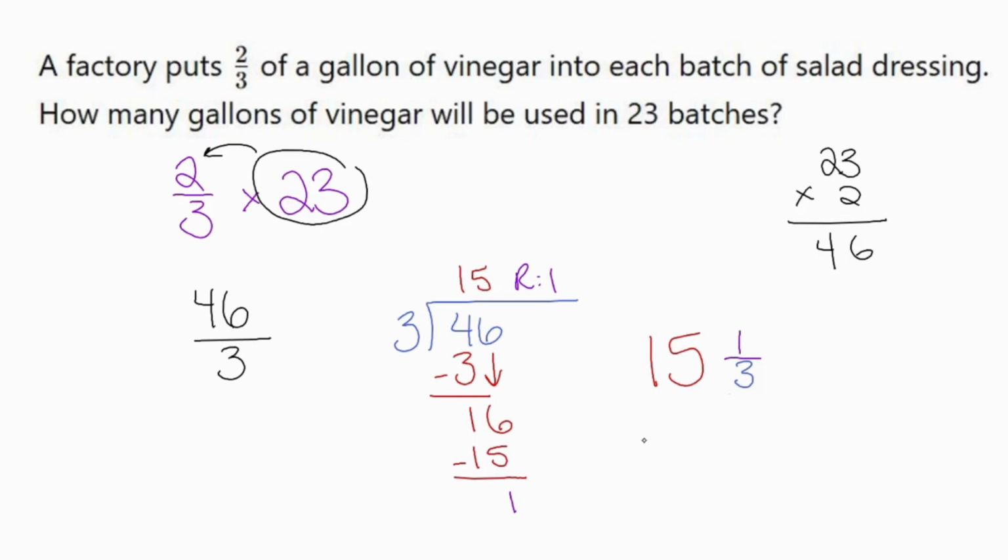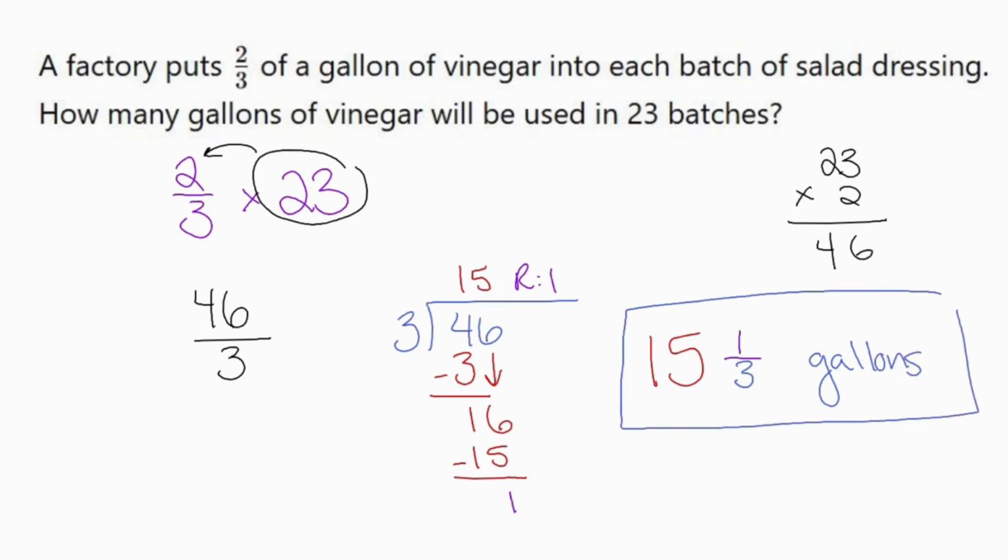Now, this is a word problem, and they're asking how many gallons of vinegar will be used for 23 batches. So we will say 15 1/3 gallons. And that is our answer.